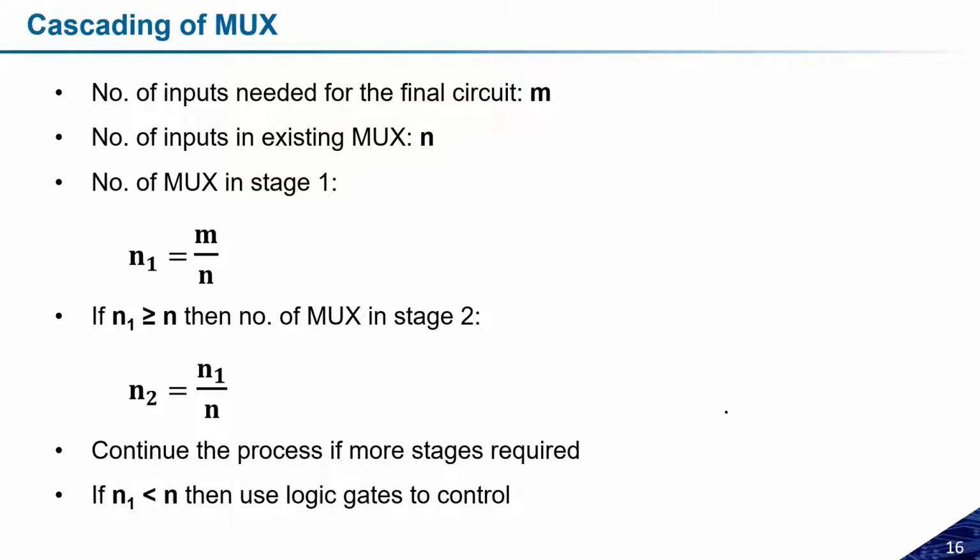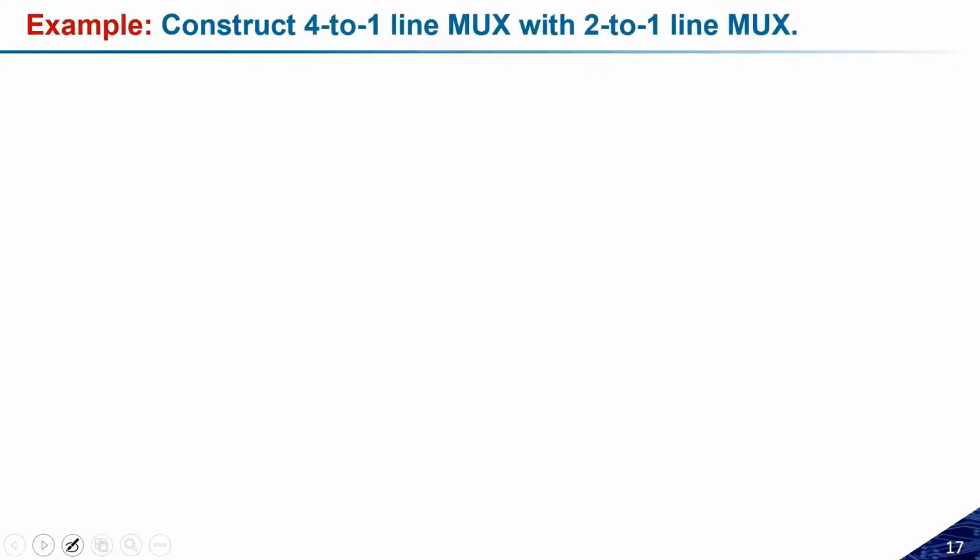So let us take an example and try to cascade it. Suppose I have to construct a 4 to 1 line multiplexer with the help of 2 to 1 mux. Can anyone tell me how we can construct it? What are the different muxes that are needed? Let us try to see here.